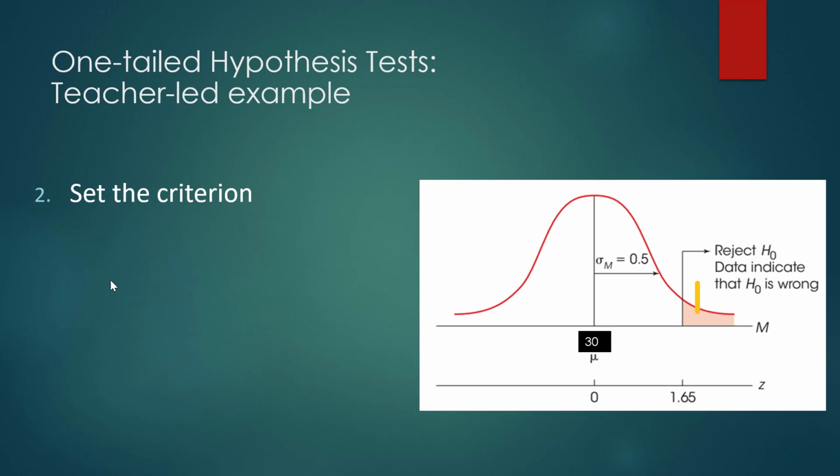So now we need to set the criterion, and we already talked about this a little bit, so I'm just going to quickly remind you that we set the alpha at 0.05, and we looked at that unit normal table and found that that corresponded to a z-score of 1.65. So here's our critical boundary formed by our critical z-score, and this is our critical region. And so if our sample mean falls in this critical region, we reject the null hypothesis.